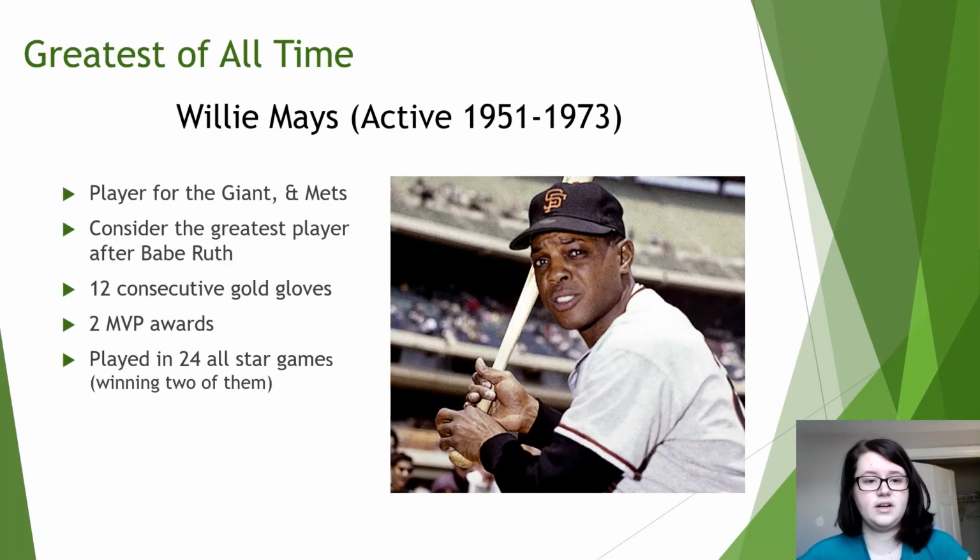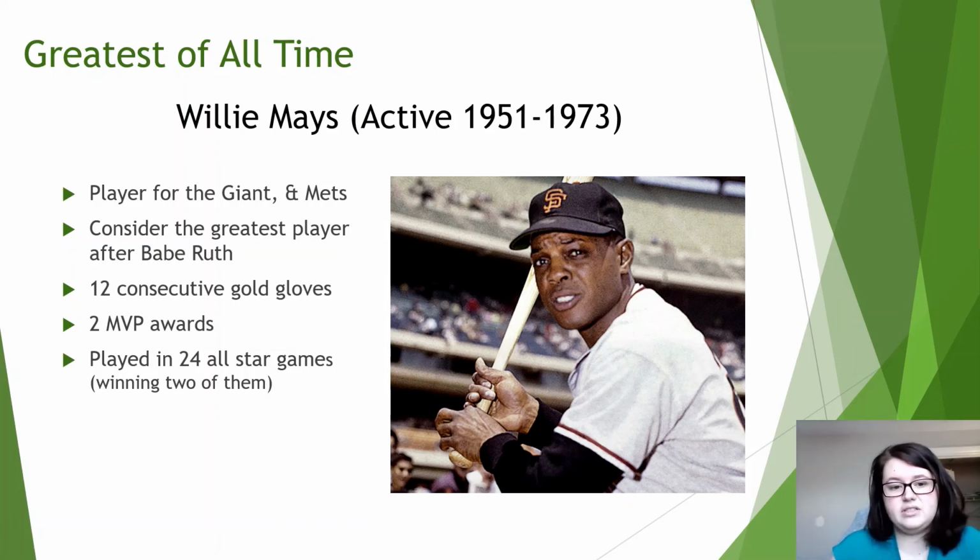So our second one is Willie Mays. He was active from 1951 to 1973. He played for the Giants and the Mets, and he was considered the greatest baseball player after Babe Ruth. He had 12 consecutive Golden Gloves, which is pretty good because in 1957, that's when the Golden Gloves came out as rewards, and he was one of the first players to get one of those awards. So after 12 years of that, that's pretty good. They basically made the Gold Glove for him. And then he has 2 MVP awards. He played 24 All-Star games, and his team won 2 of them.